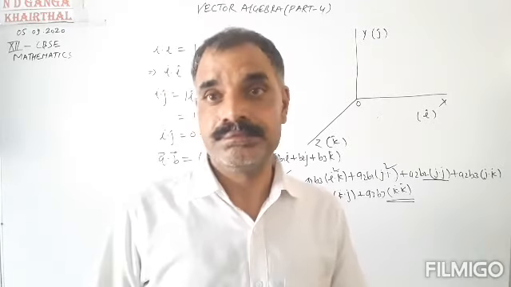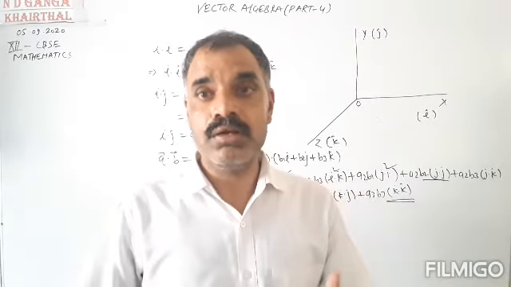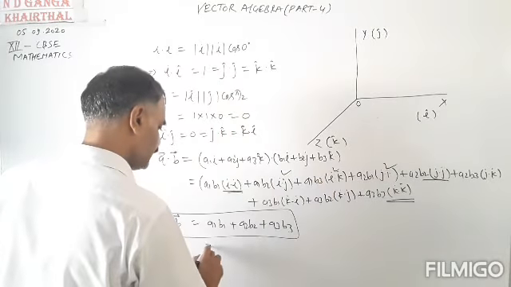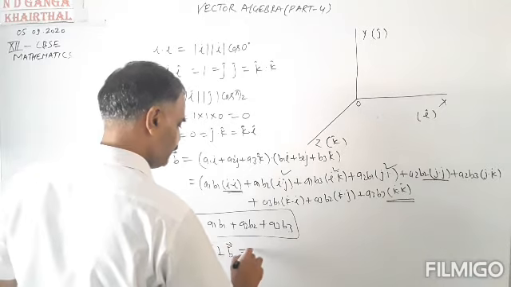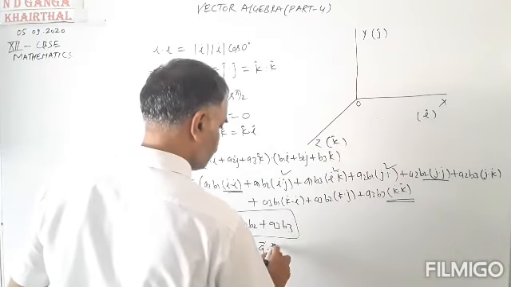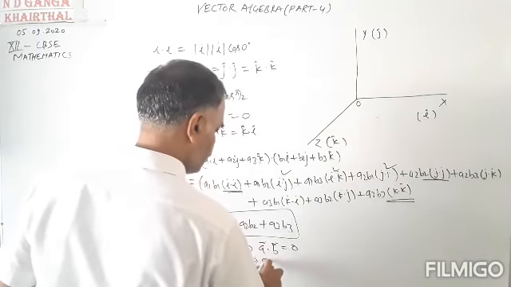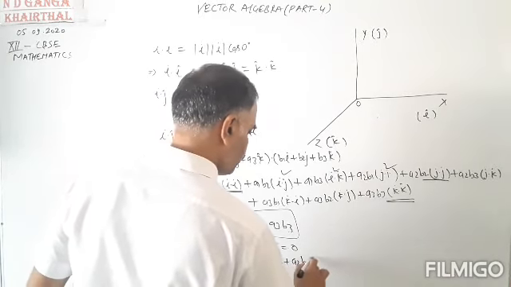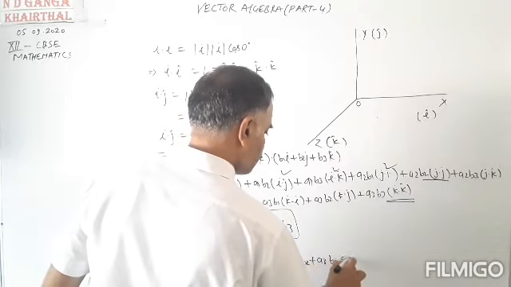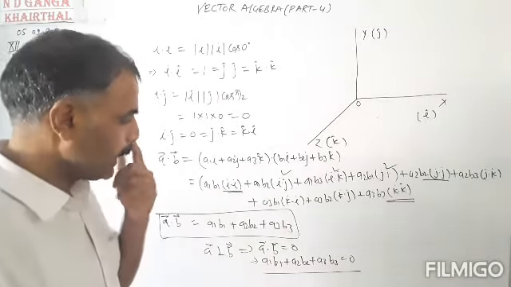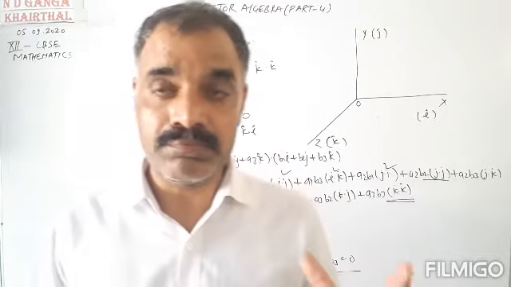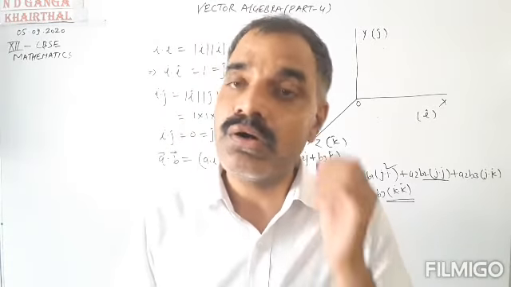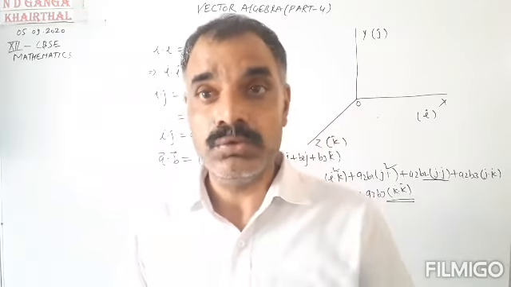Since the perpendicularity of two vectors says that a vector is perpendicular to b vector implies that a vector dot b vector equals 0, which implies that a1 b1 plus a2 b2 plus a3 b3 is equal to 0. Means the sum of the product of corresponding terms is equal to 0. This is the condition of perpendicularity of two vectors.